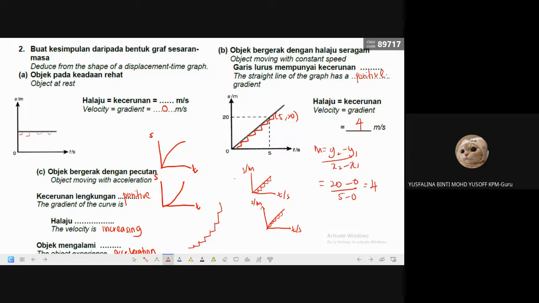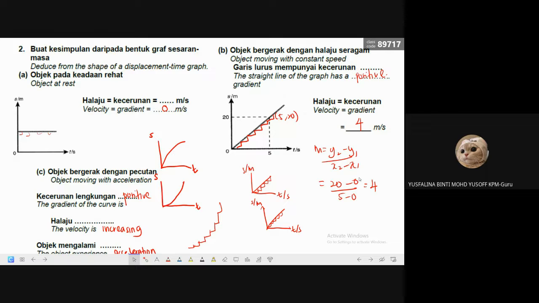The gradient represents the velocity. So the gradient is the same, which means the velocity is also the same. But we don't say the same velocity, we say uniform velocity or constant velocity. It says here the straight line of the graph has a positive gradient. If they ask you to find the value, you can use the gradient formula, y2 minus y1 over x2 minus x1, here s2 minus s1, like I used just now, and then you can get the answer. So this one means moving with constant velocity.